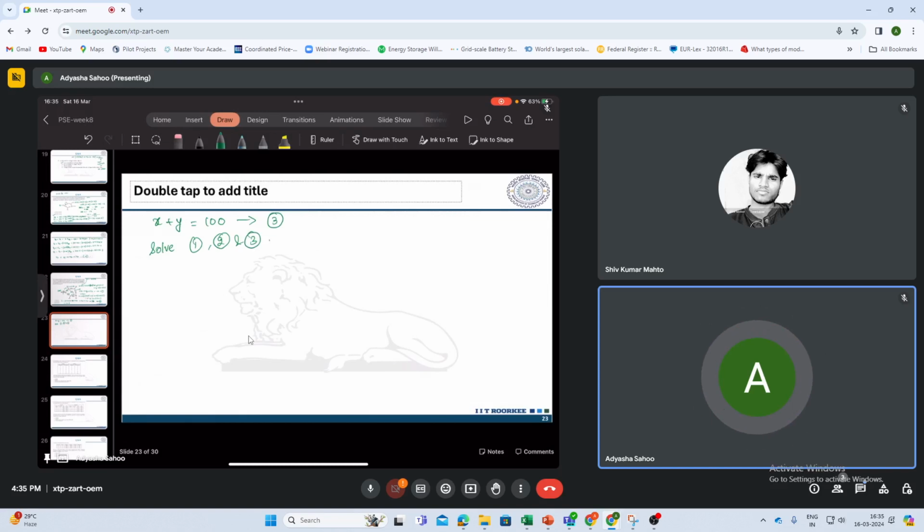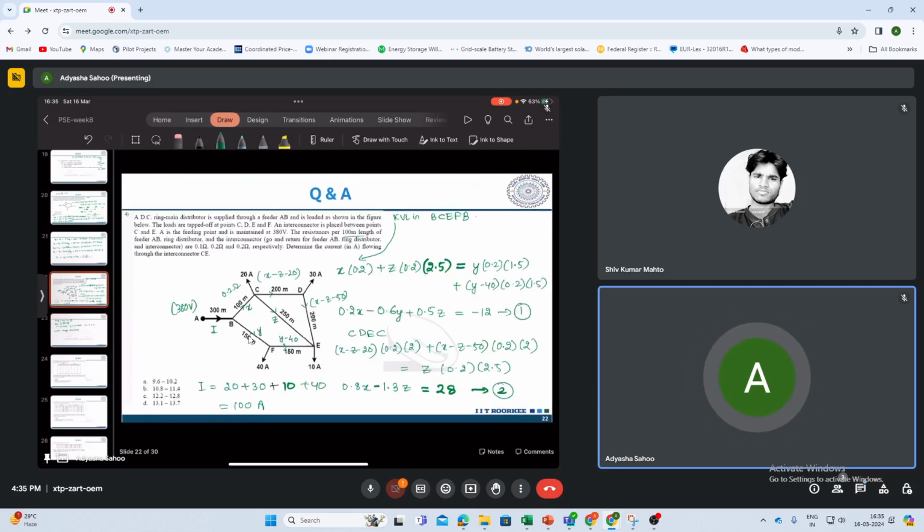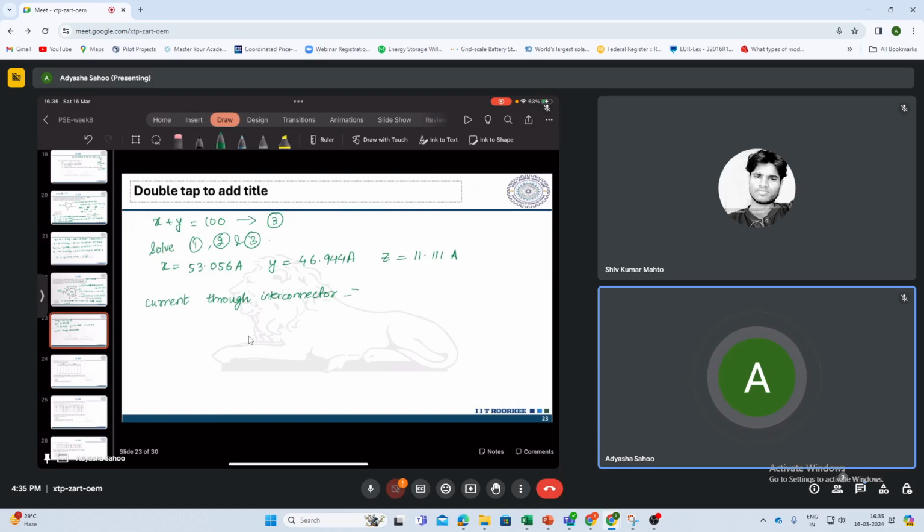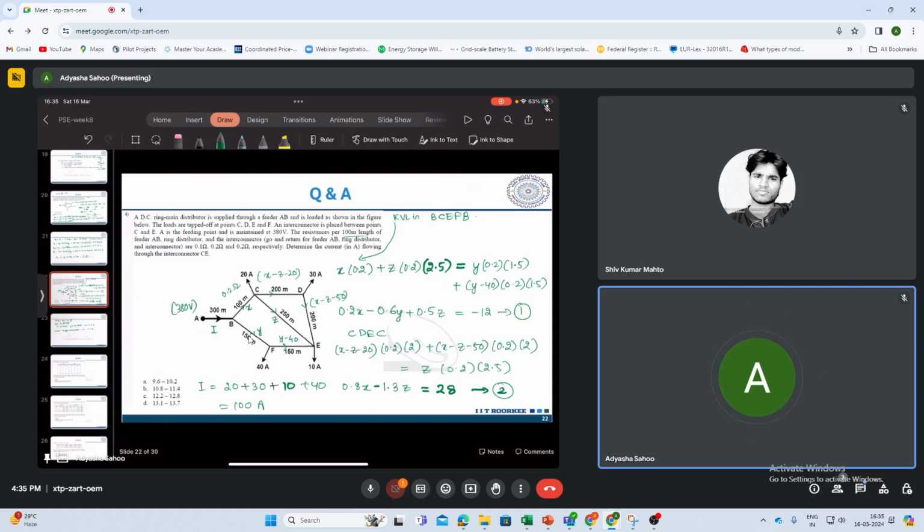So solving that, you will get X as 53.056 ampere, Y as 46.944 ampere, and Z as 11.11 ampere. So it asks the current through the interconnector, right? And the current through the interconnector is Z, right? So that is equal to Z, that is 11.11 ampere. So option B.